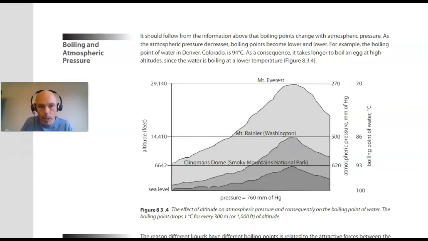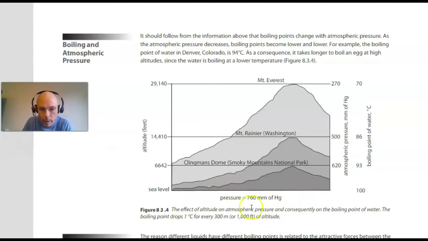All right, I flipped the page, looking at this section titled Boiling and Atmospheric Pressure. As we know, there's two primary factors that influence the boiling point of a substance. One is the atmospheric pressure. The greater the atmospheric pressure, the greater that air is pushing down on a liquid, the harder it is for that liquid to boil, to evaporate. Higher atmospheric pressures result in higher boiling points.